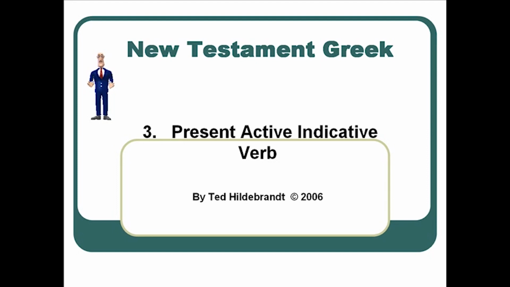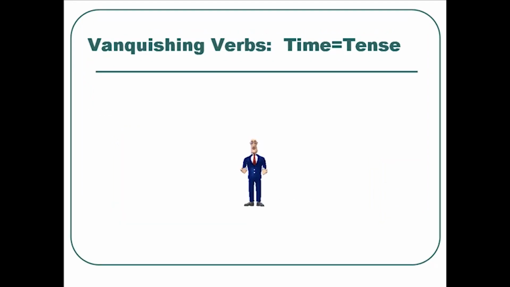But it's good to have the overview in mind as well, just so you can know how the part fits into the whole. Perhaps the easiest way to introduce the present active indicative verb is to focus on the present tense and what that means. Often people equate time and tense. So, for example, if we just lay it out in English, the present tense can be illustrated by something like this.